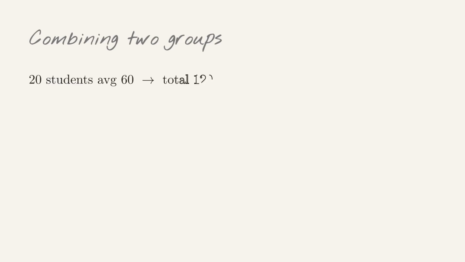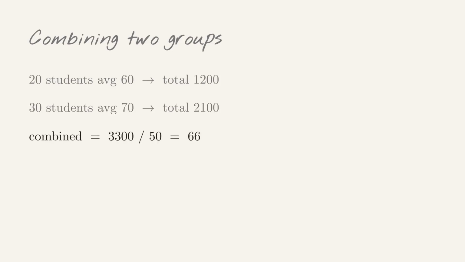When you merge groups, never average the averages. That's the big trap. Convert each to a total. 20 students at 60 is 1200. 30 students at 70 is 2100. Add the totals, 3300, and divide by the 50 students, 66. Always totals first, then divide.